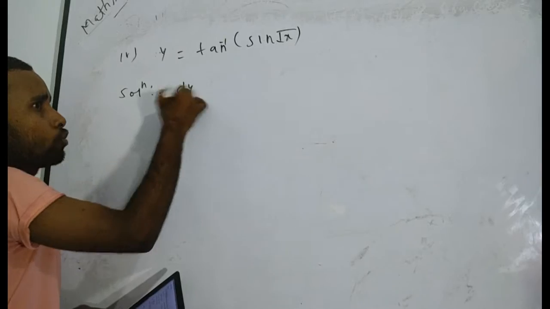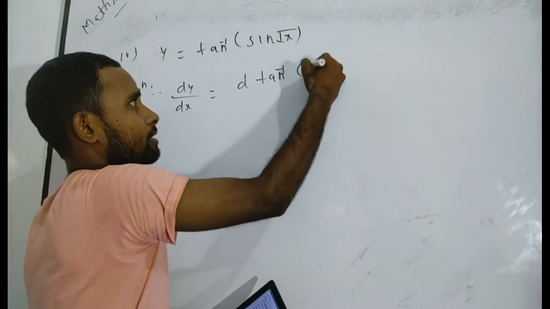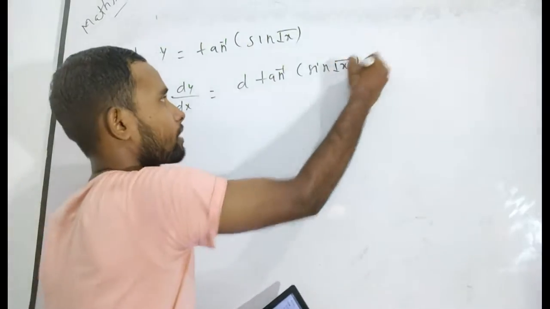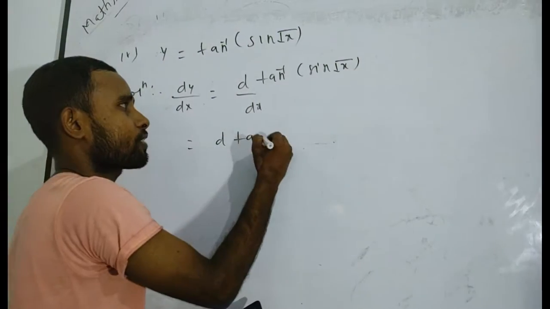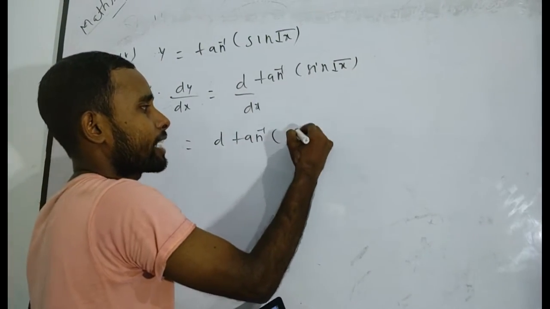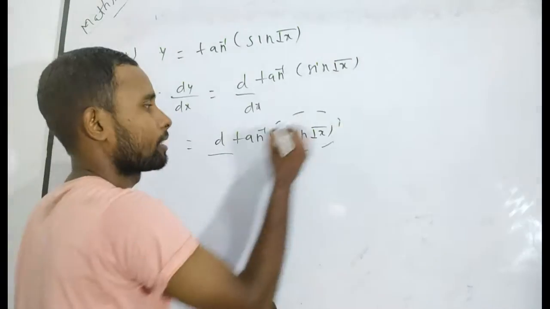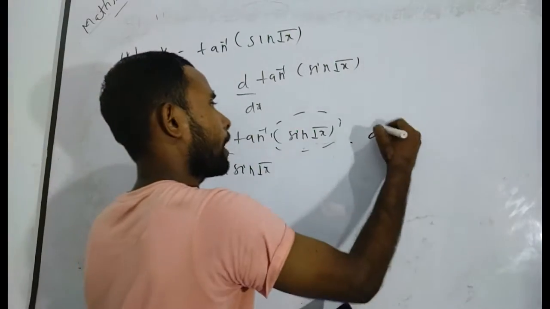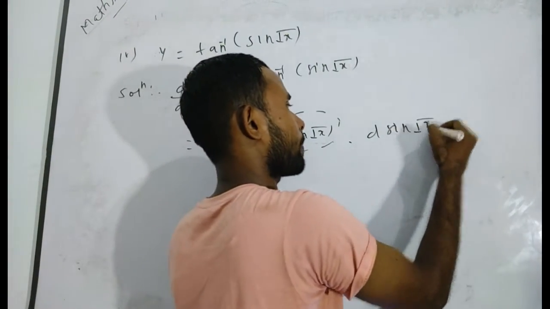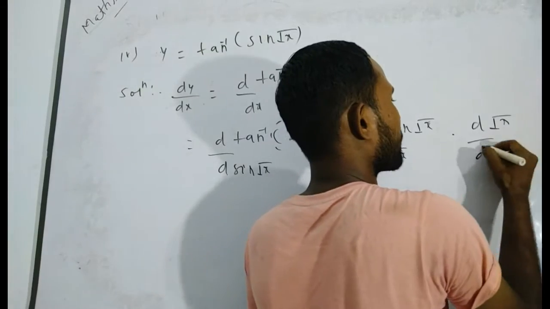Differentiating on both sides, you will get dy dx is equal to the derivative of tan inverse sine root x with respect to x. It can't be differentiated directly. That's why I first differentiate tan inverse sine root x. In place of x, there is sine root x. Firstly differentiate sine root x. Again differentiate sine root x with respect to root x, and root x with respect to x.